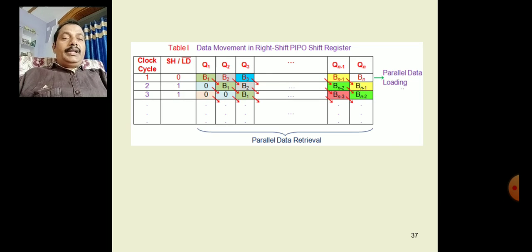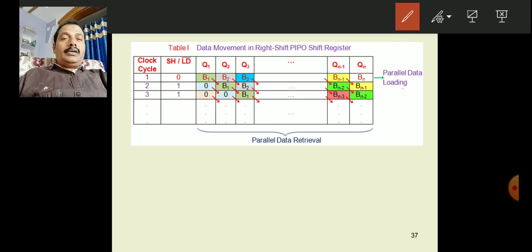So this is the data movement in right shift PIPO shift register. You see, this is the clock cycle 1 2 3, how shifting is done, initially loading. 0 means load, b1 b2 b3 up to bn, data is loaded. Once loaded, you see how the data is shifted. In the next clock pulse, the shifting operation is done. In the next clock pulse, you see b1 is shifted here, b2 is shifted here, b3, and so on up to bn. Like this, all are shifted like this to the right.